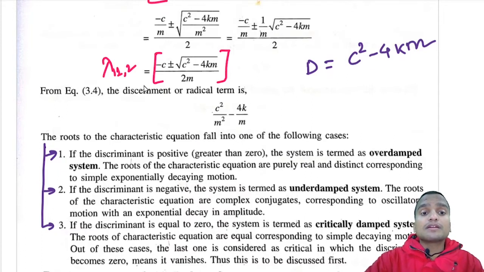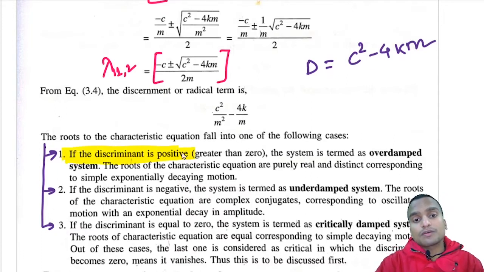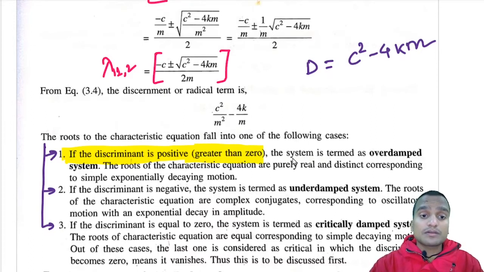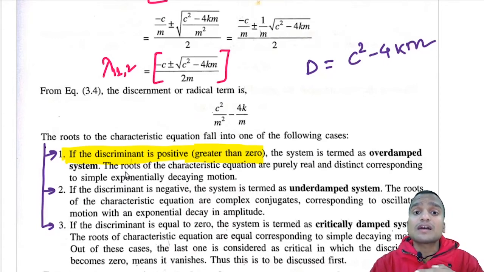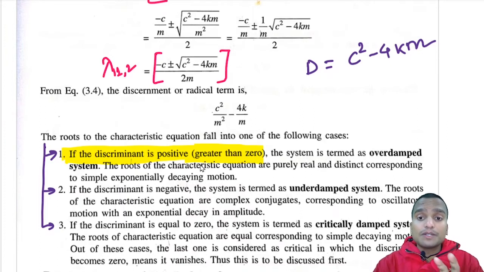See, if the discriminant becomes positive, that means it is greater than 0, then the system is termed an over damped system. We have 2 roots, and the roots of the characteristic equation are purely real and distinct numbers. It will not be imaginary numbers. There will be 2 roots corresponding to simply exponentially decaying motion. So in this case, motion will be simply exponentially decaying, and we will show you the graph for these types of motions very soon.